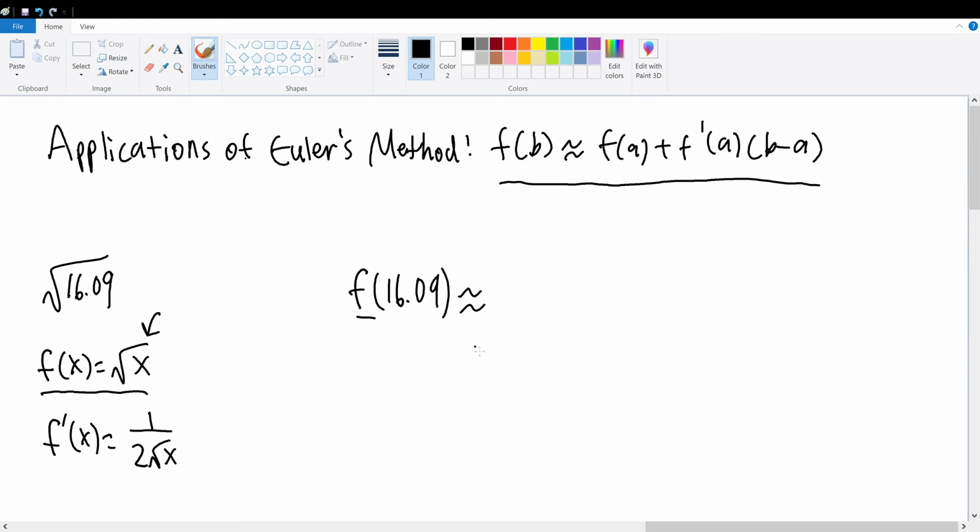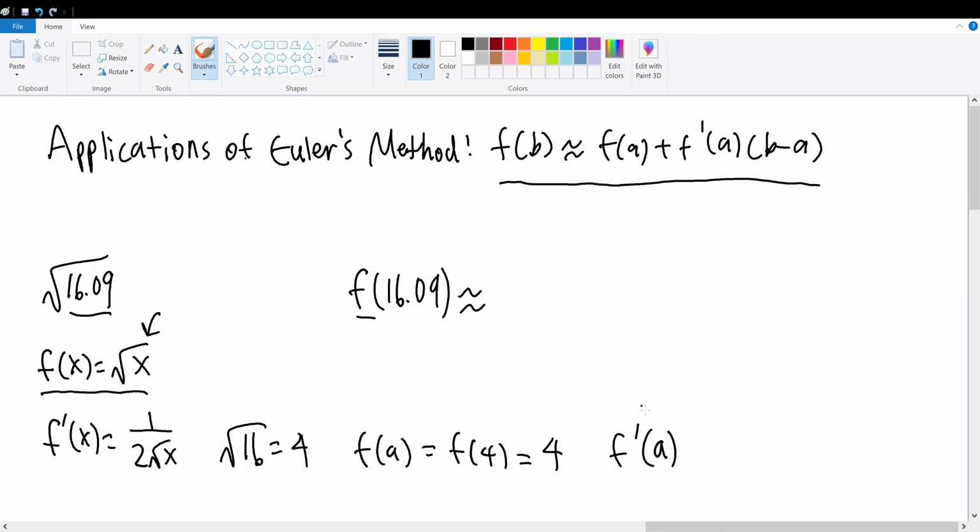f of a is a nearby quantity to this point when x is equal to 16.09 that can be easily solved for. And what is the input of x that is near 16.09 and easily solvable? Well, that is the square root of 16, which is equal to 4. Therefore, f of a in this case will be equal to f of 4, which is equal to 4.